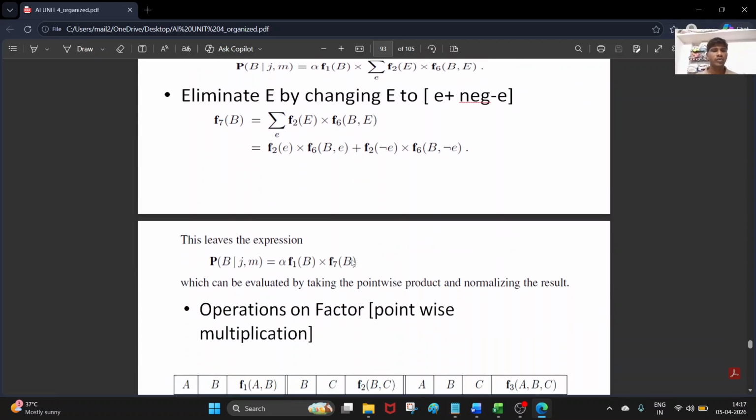At last, we have to form an equation that alpha into f1 of B into f7 of B. Remaining all the variables are eliminated and we are likely to get the variable B alone.